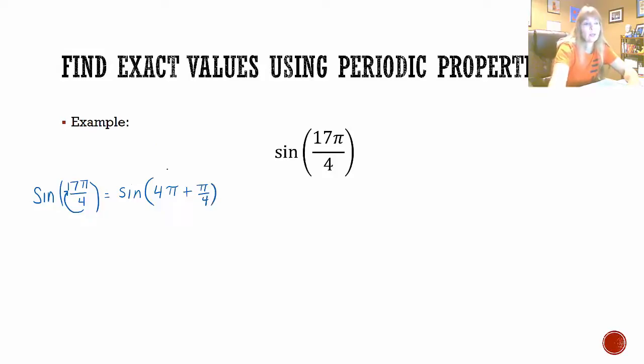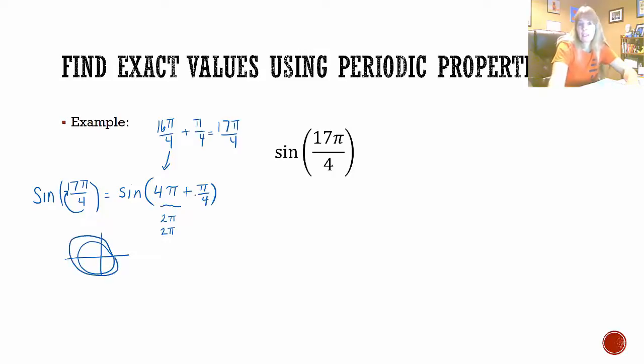Well, 17 minus 16 would be 1, or 1 pi over 4. Now you could convince yourself, because you could get common denominators, right? Because this is 16 pi over 4 plus pi over 4, which gives me 17 pi over 4. And this is just how I do these to separate them. Well, I know the period for the sine is 2 pi, so I've gone around the circle twice. Okay, so I've gone once around is 2 pi, again around another 2 pi, so that's 4 pi. So I ignore that, and that is actually what I'm looking for.